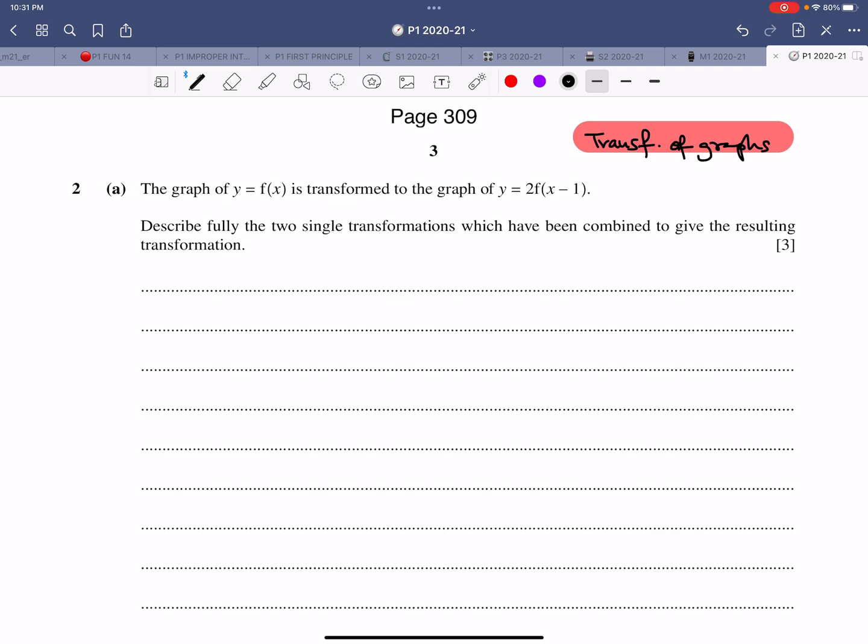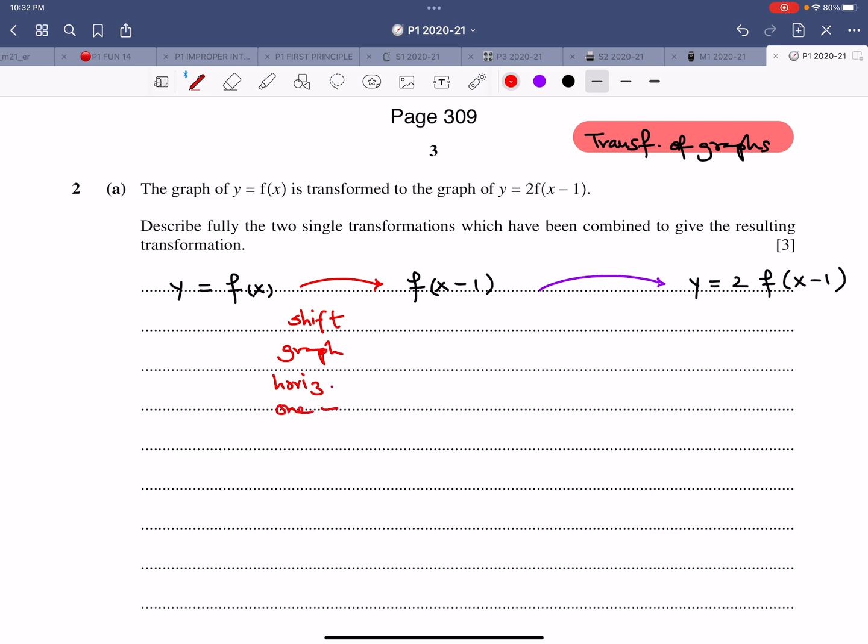It says y equals f(x) is converted into something. It's converted using two steps, the first one and the second one, and it becomes y equals 2f(x minus 1). What is happening? First of all, write this as f(x minus 1). Therefore, this first one is to shift the graph horizontally 1 unit to the right.